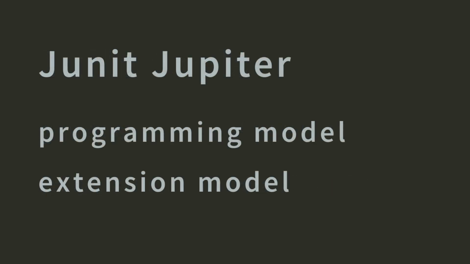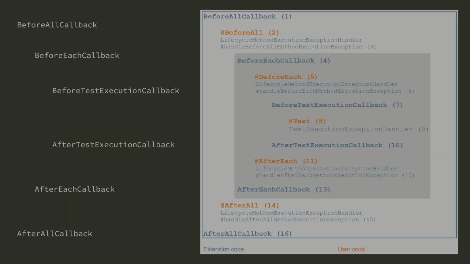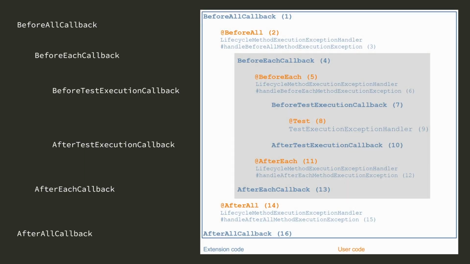JUnit Jupiter has tests and assertions we were looking at before as part of its programming model, but part of the sub-project is also the extension model. The extension model provides an API for extending tests at various points in the test execution lifecycle. The purpose is to create your own cross-cutting concern and write callbacks, parameter resolvers, etc.